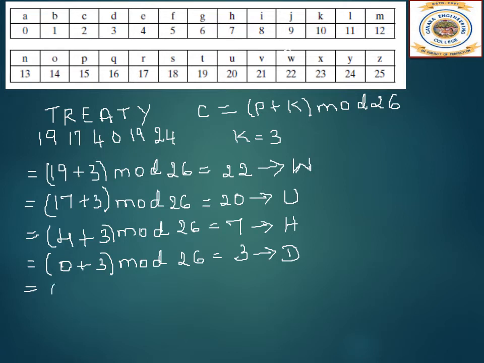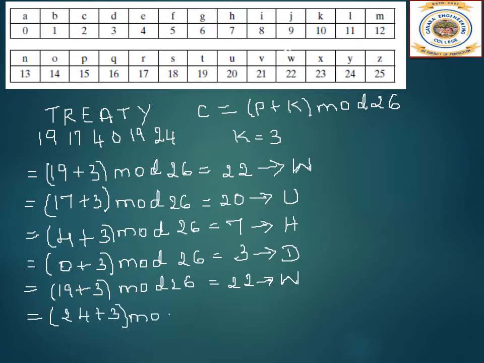A is done. Next is T. T is again 19 plus 3, which we have already done, mod 26. That is 22, and the equivalent is W. Next is Y. Y is 24. 24 plus 3 mod 26: 24 plus 3 is 27. 27 mod 26 is 1. The equivalent of 1 is B.